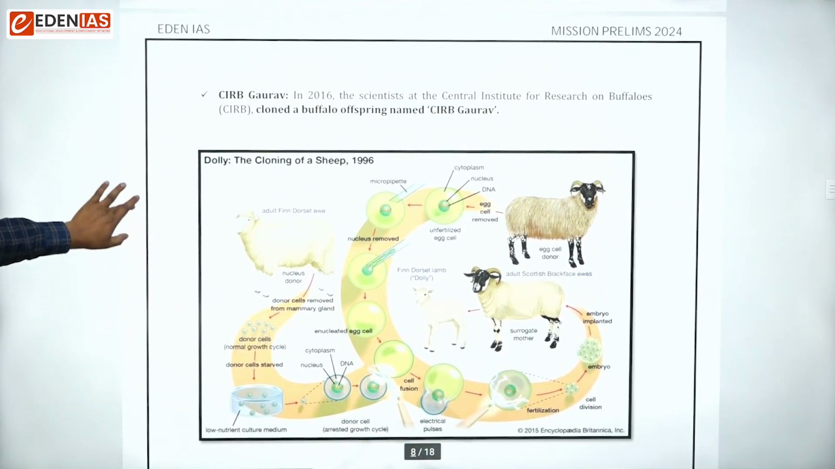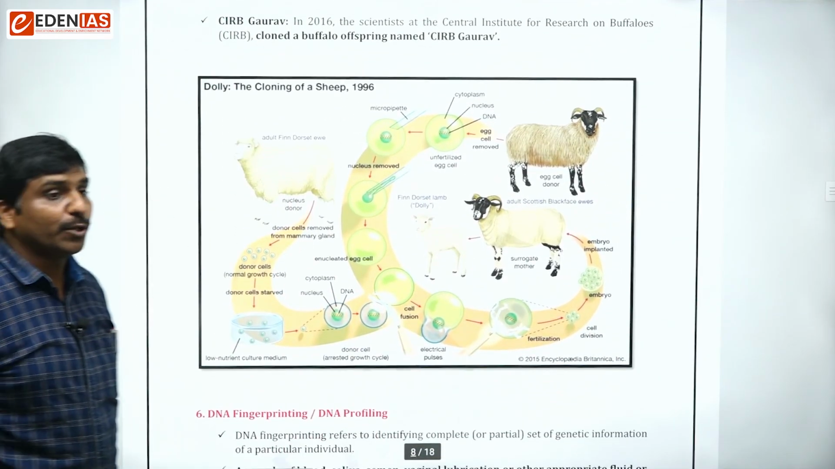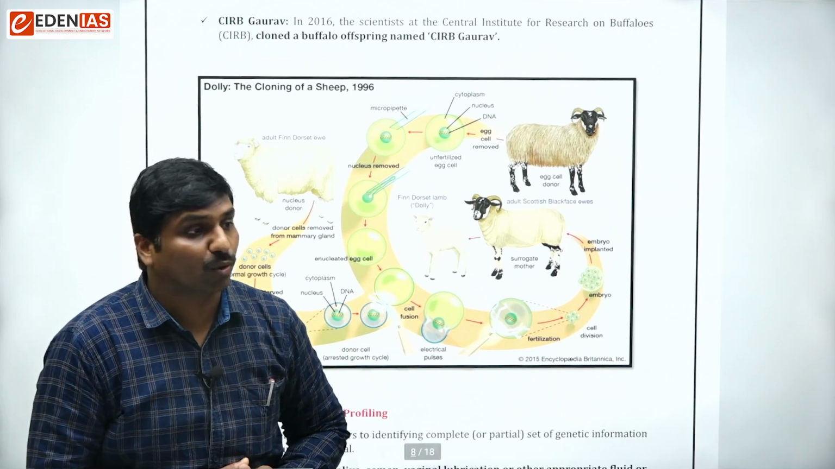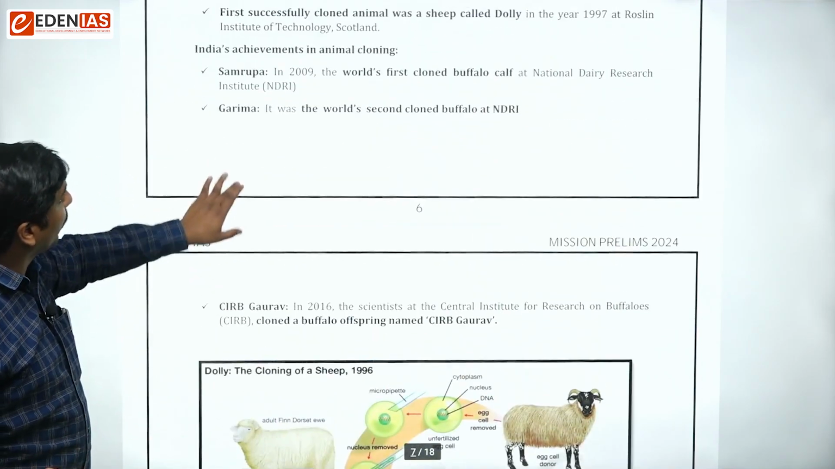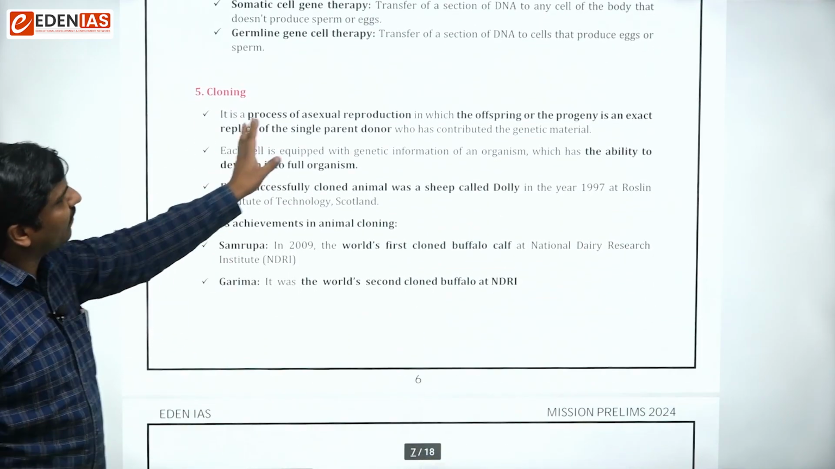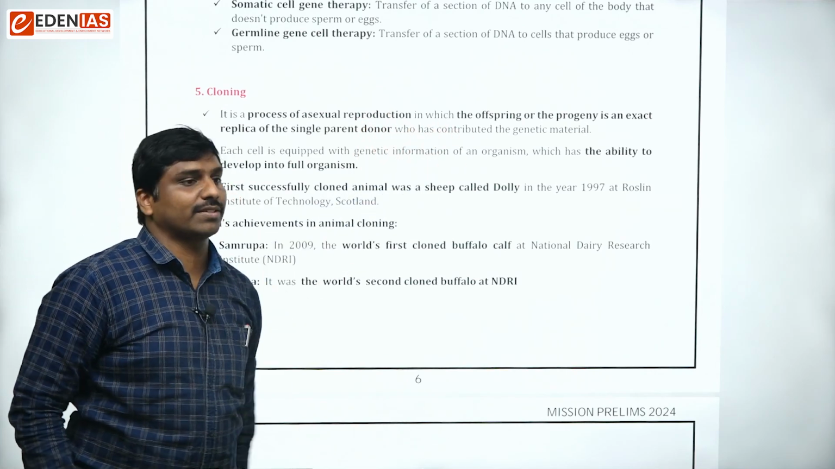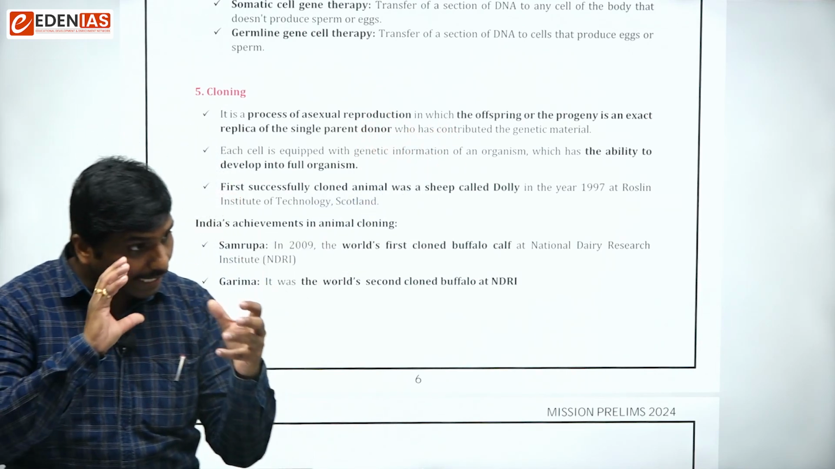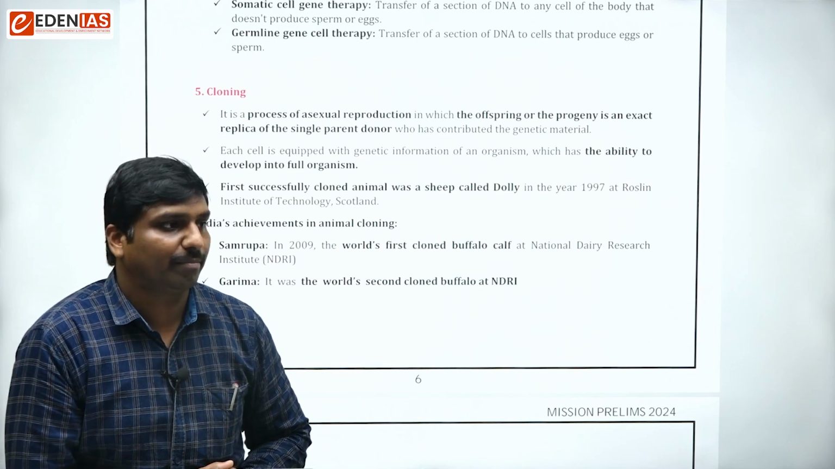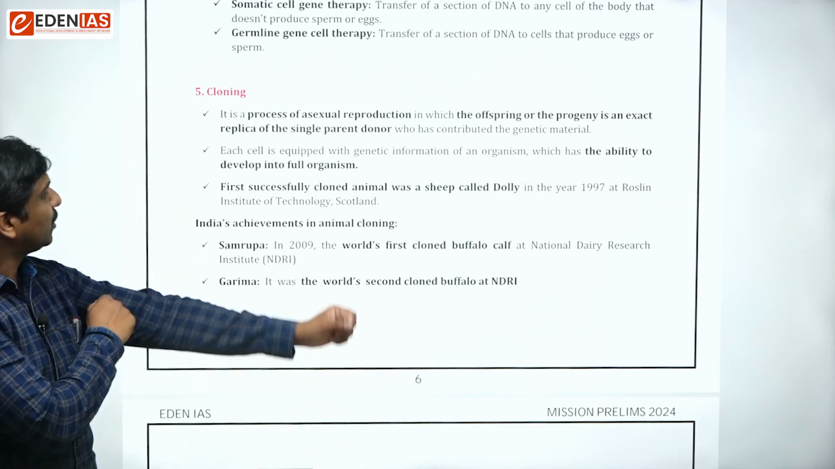See, how cloning is done: when we are making a clone, in simple fashion, cloning is a process of asexual reproduction where we produce offspring which are exactly identical to the parents. So that is the cloning process.